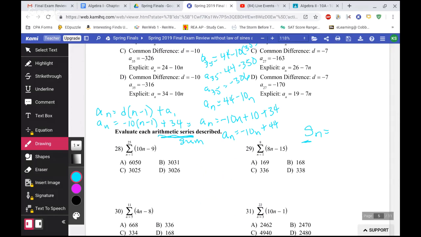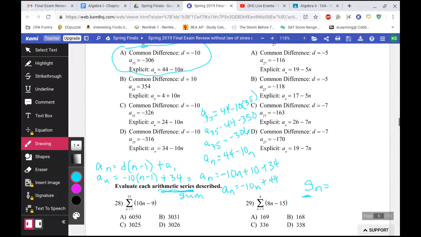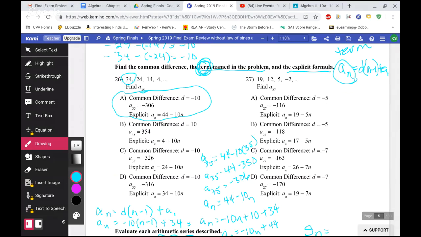Okay, can we do problem number 27, please? Absolutely. Thank you. So you're looking for the difference, which 12 minus 19 is -7. So your difference is -7.